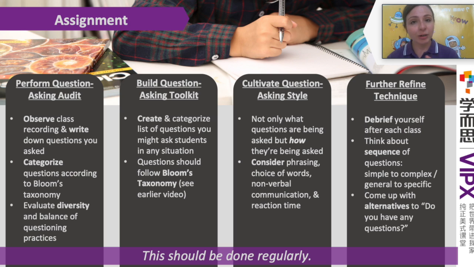From there, just make sure that you're evaluating them and assessing them according to Bloom's taxonomy. So you can see the earlier video, or you can mix and match and compare to your evaluation of diversity from step 1. Step 3 is going to be cultivating your question asking style. So you have the raw material from 2 separate sources. Now take a look at not only what questions are being asked, but how they're being asked.